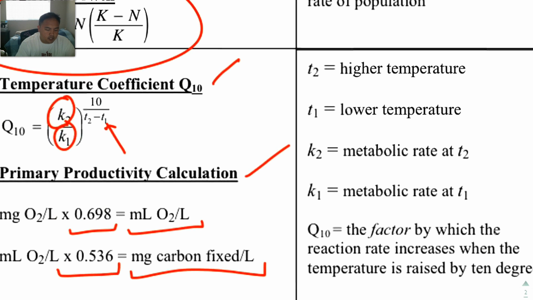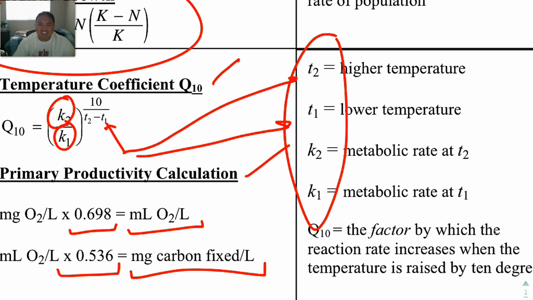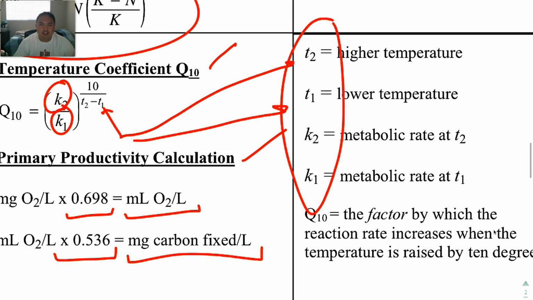Oh, sorry, this T is not for time. This T is for the higher temperature and the lower temperature. Okay. See, it's even nice. Not only do they give you the formulas, but they tell you what it stands for. So don't be afraid of this formula sheet.